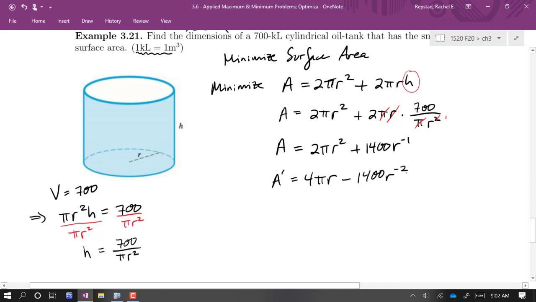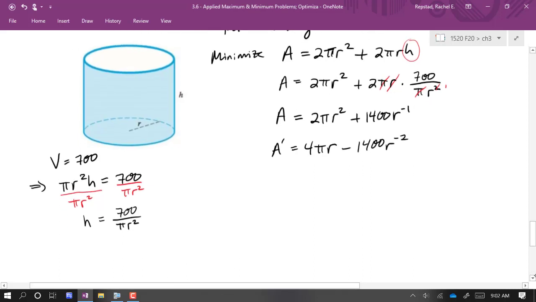We found the derivative. The next step, if we're looking to find a minimum, we want to set the derivative equal to 0. The minimum will happen at a critical value. So if we set A prime equal to 0, then we get 4 pi r, and this time I'm going to go back to writing it in the form of a fraction. 1400 over r squared, that's equal to 0. And now we have an equation to solve.